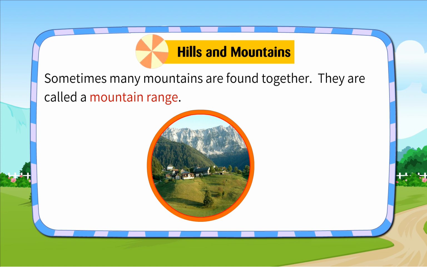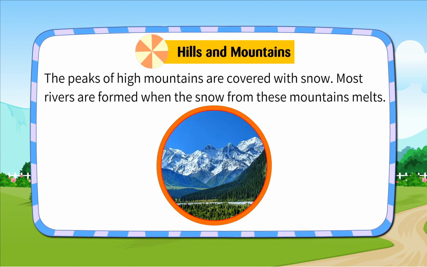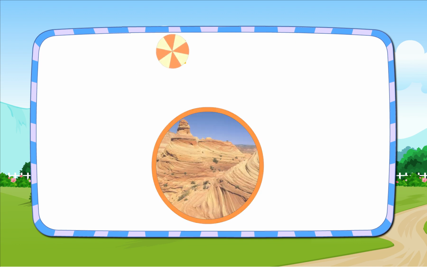Sometimes many mountains are found together. They are called a mountain range. The peaks of high mountains are covered with snow. Most rivers are formed when the snow from these mountains melts.